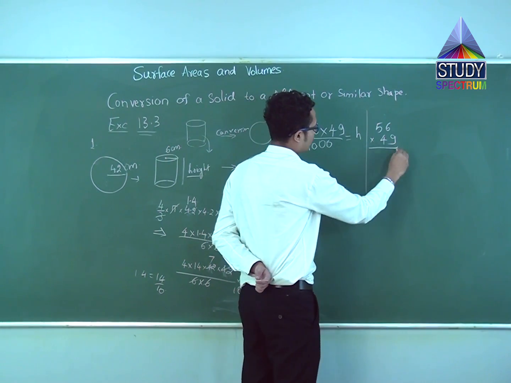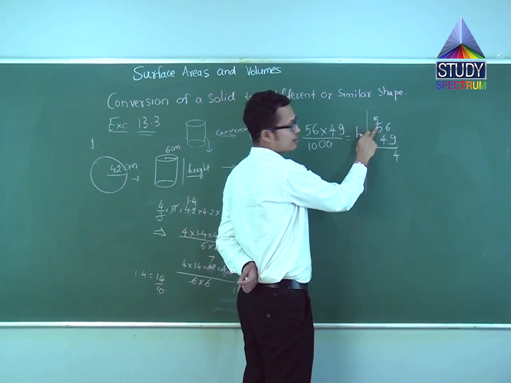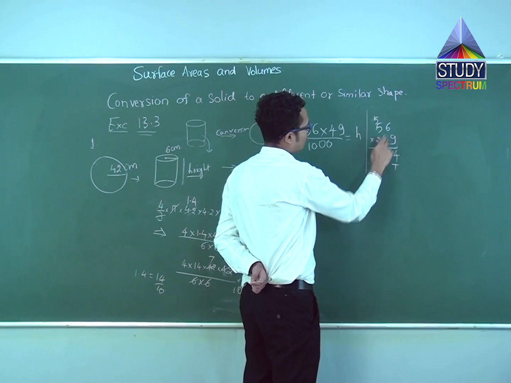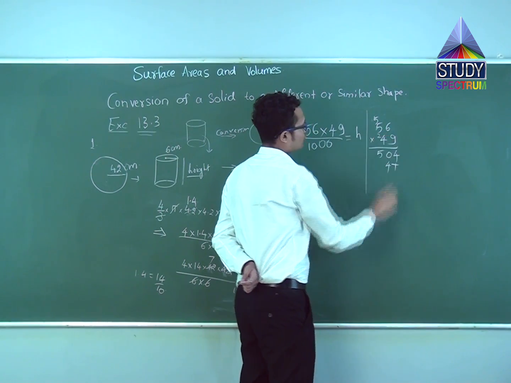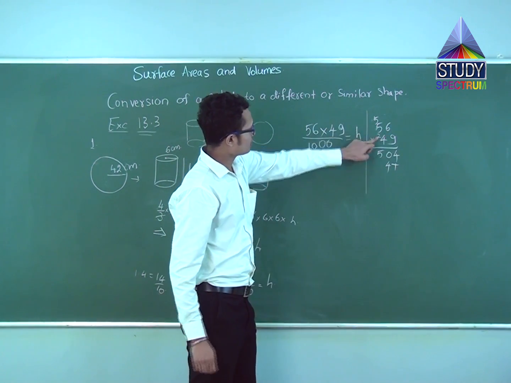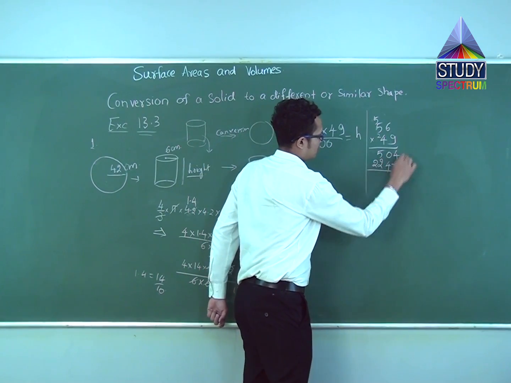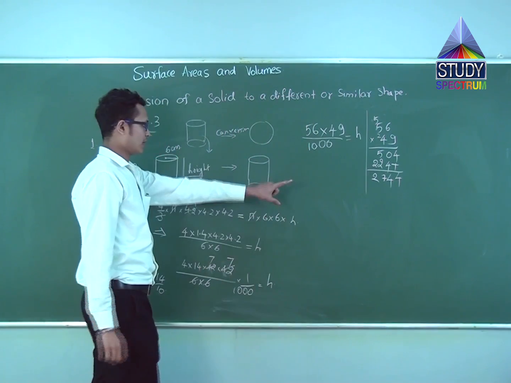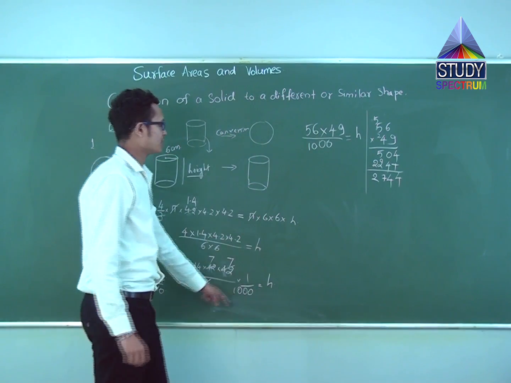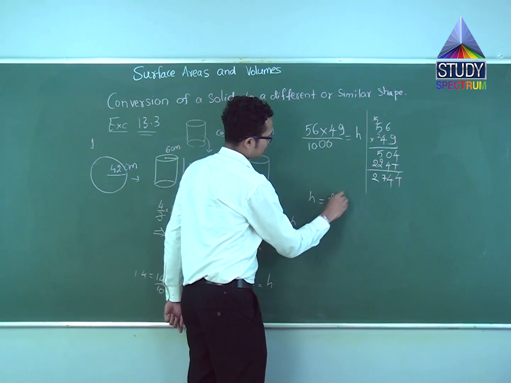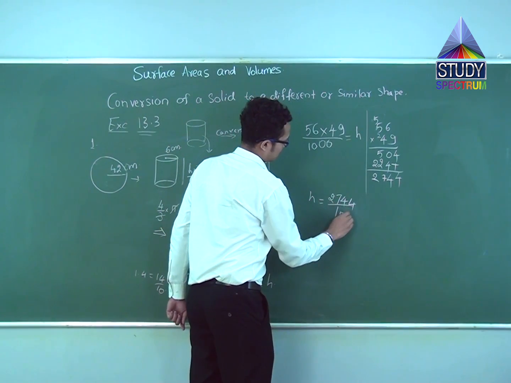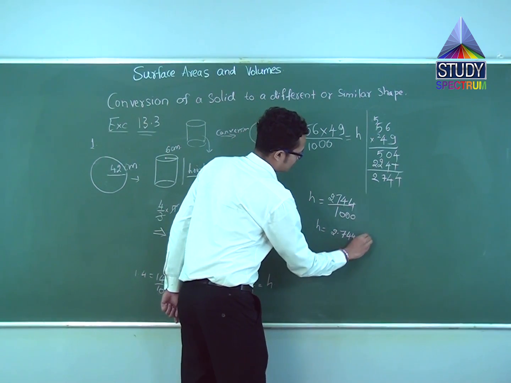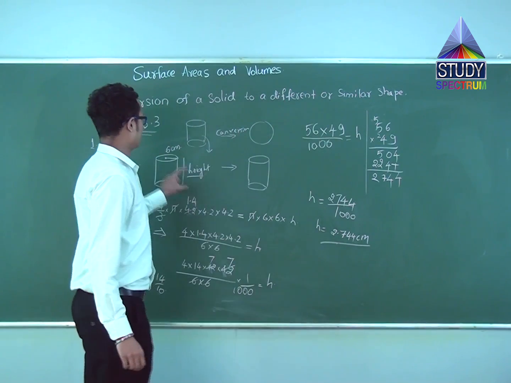9 times 6, 54. 4 carry 5. 9 times 5, 45 plus 5, 50. 4 into 6, 24. 4 carry 2. 4 into 5 is 20 plus 2, 22... so the product is 2744. Remember, this is not the answer yet, because there is 1000 in the denominator. So h is equal to 2744 by 1000, which gives me 2.744 centimeters as the height of the cylinder.